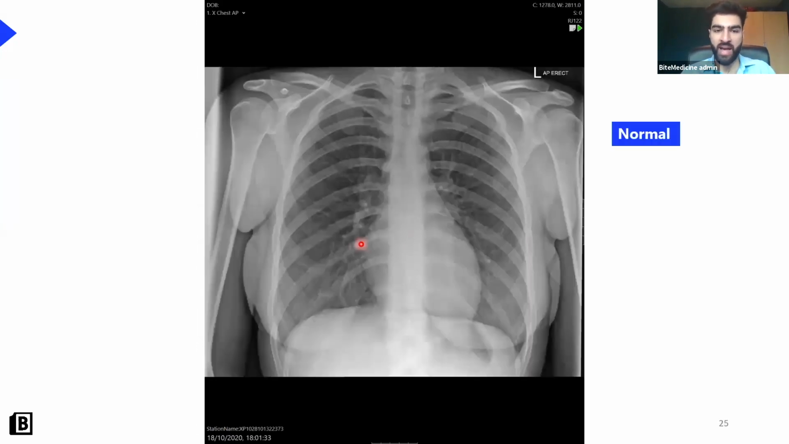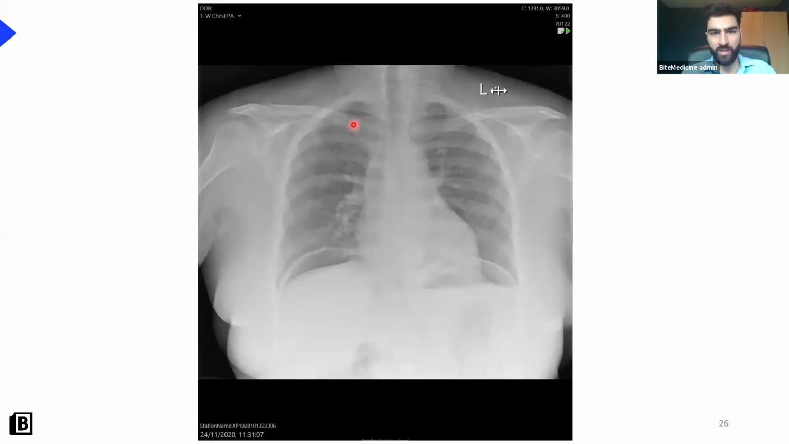But compare this film. This is why it's really important to look at hundreds of normal films. Just spend an hour looking at a bunch of normal chest X-rays. I agree. This is a much better penetrated film, which is why the lungs appear nice and black and quite crisp. The penetration here isn't great, which is why it looks very whited out.